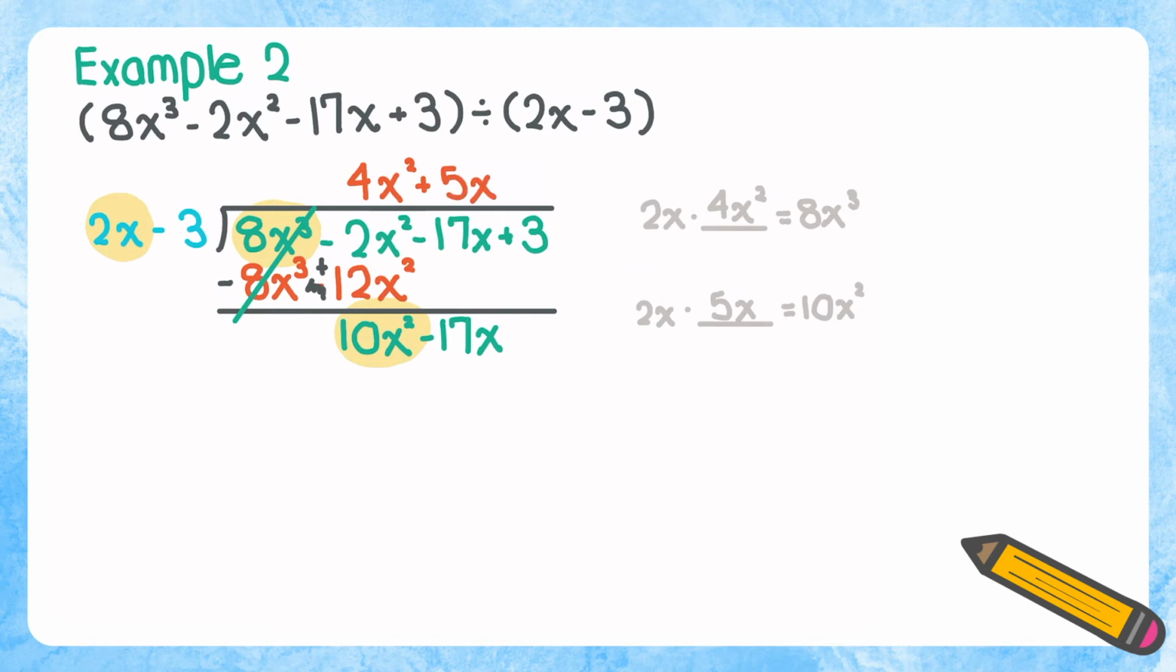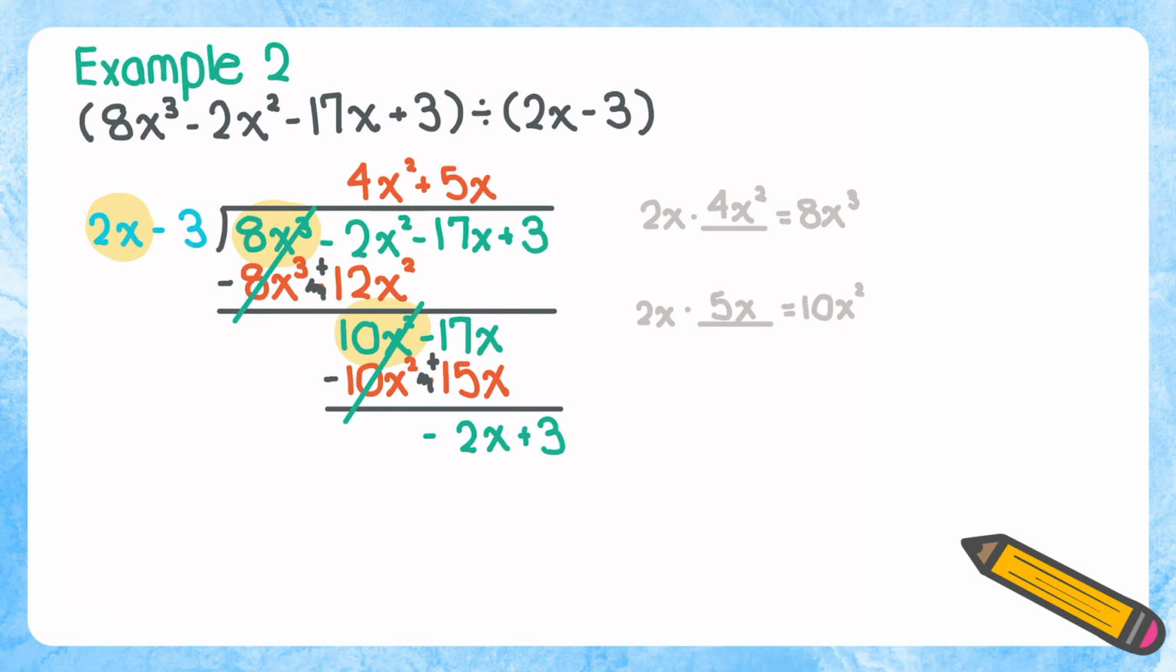I'm going to distribute it to both the 2x and the negative 3. So I'm going to stop drawing the arrows now. So 5x times 2x is 10x squared. And then 5x times negative 3 is negative 15x. Now remember to switch the signs for both terms. So this cancels out. Negative 17x plus 15x is negative 2x. And then we bring down the plus 3.